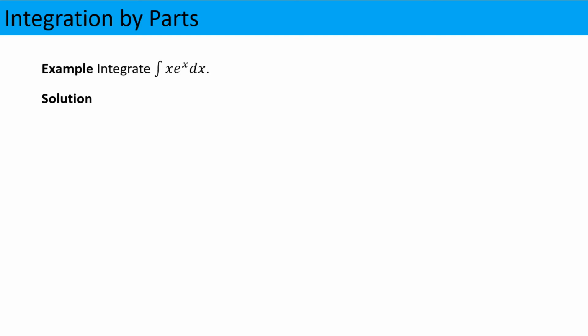Example, integrate x e to the x dx. By process of elimination, we know that this cannot be integrated directly, and it cannot be integrated by a method of substitution, so we're going to do so by integration by parts. We need to identify the u and dv of the given integral. The LAE rule says we pick the exponential function as the last possible choice for u, so we'll let the exponential function e to the x dx be the dv. Then by default, the term that's remaining is x.